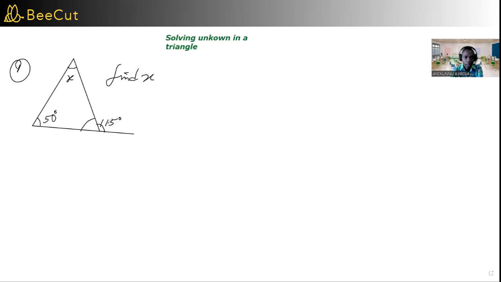Or you can rather say 115 is the opposite angle to 50 plus X. So you can say 115 degrees equals 50 degrees plus X. So I can say X equals 115 degrees minus 50 degrees. 115 minus 50, that's 65. So X equals 65 degrees.